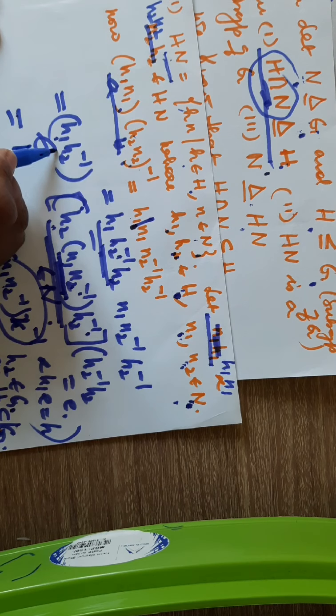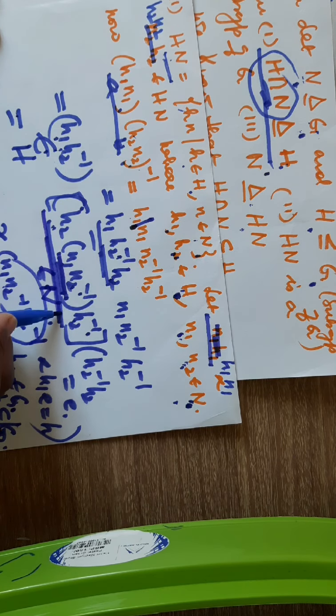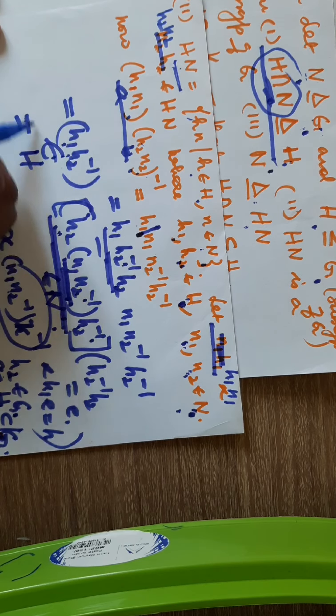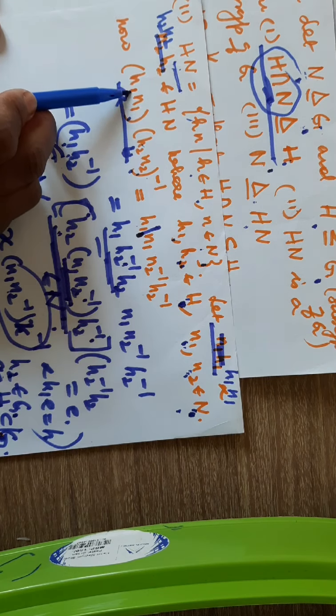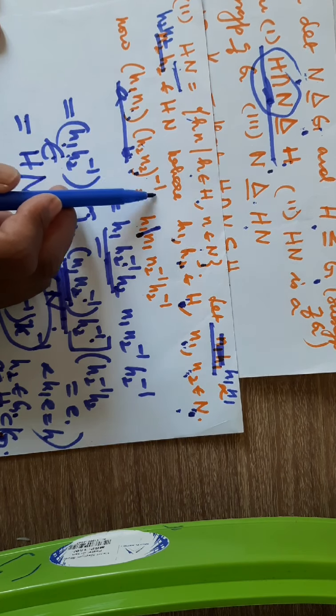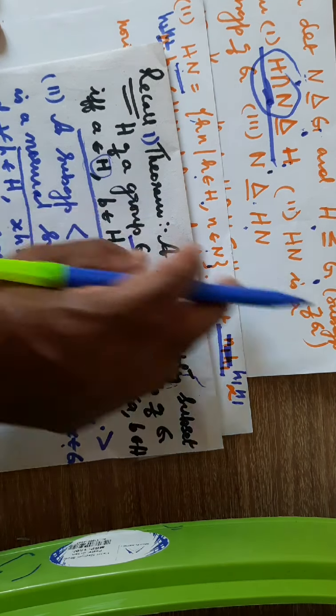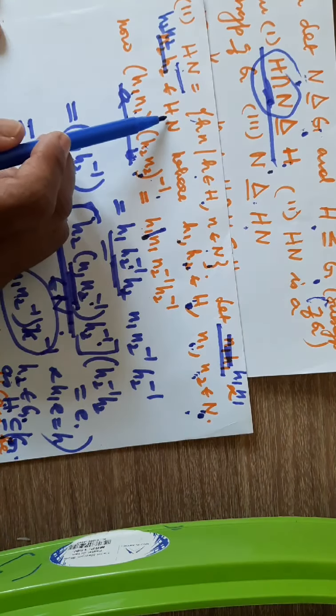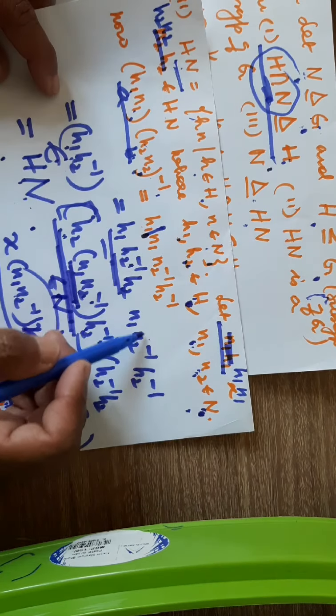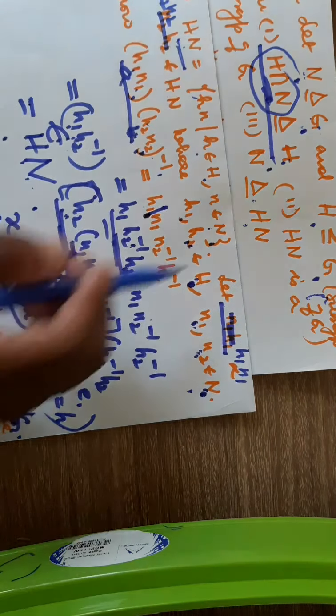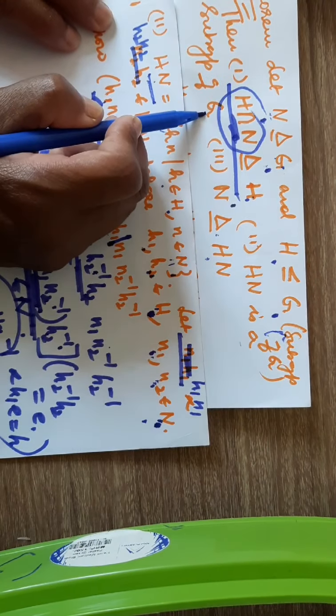So it implies that the first element belongs to H and the second one belongs to N. Then the whole thing will belong to HN. So this implies that h1 n1 into h2 n2, the whole inverse belongs to NH. And by the statement of this theorem, we can conclude that HN is a subgroup of G.